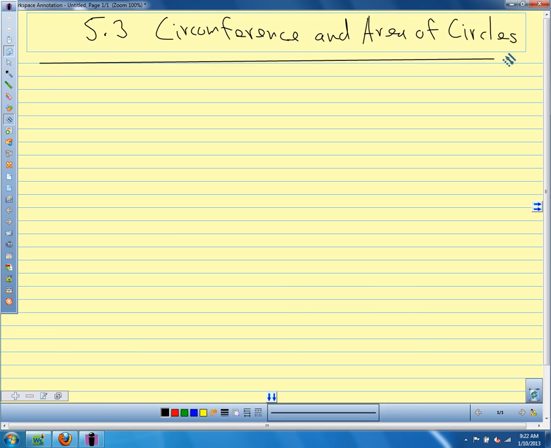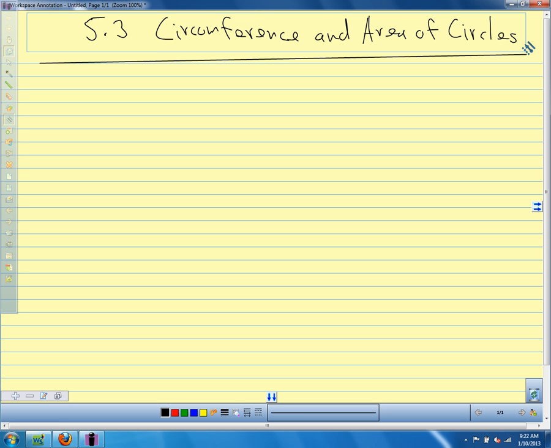So the first thing I want to do is talk about the definition of a circle. We'll do a little more work with the definition of a circle a little later in the semester, but I just want to talk about it really briefly here because it really helps us think about what we're talking about.